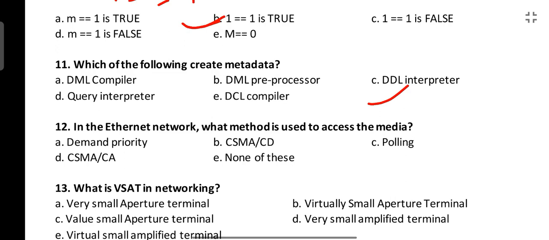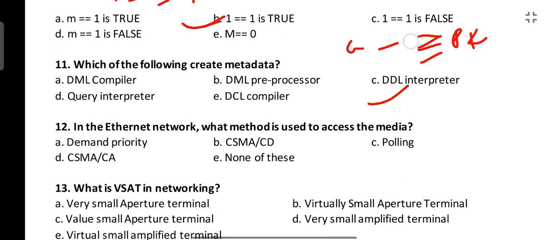DDL is where we use the create table and all those commands. What it will do is just interpret those commands. And what is metadata? Metadata is data about data. Suppose we are giving a create table command and we are giving column names, what the primary key is, those things we will give there.